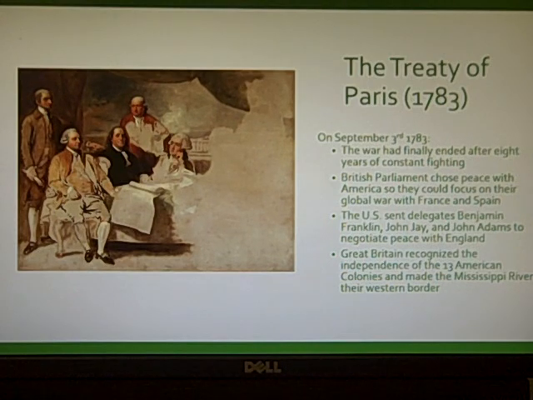So this brings us to the Treaty of Paris. This is the end of the war. This is a formal agreement between England and the colonists now. So the U.S. sends Ben Franklin, John Jay, and John Adams to negotiate peace. England will recognize the independence of the 13 colonies, and they provide the colonies with all territory east of the Mississippi River.